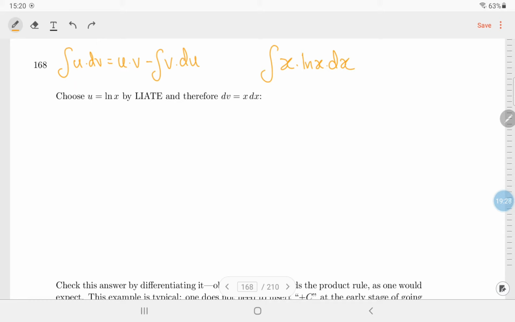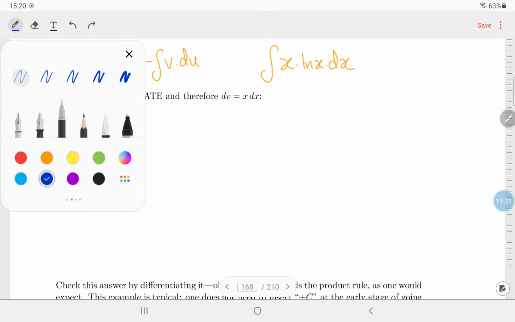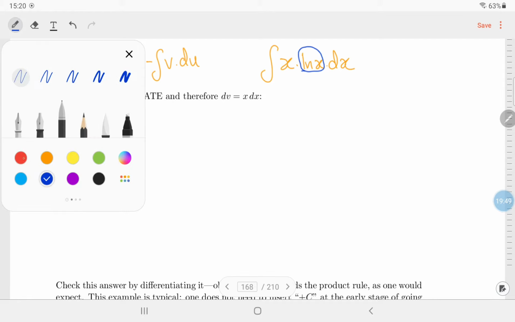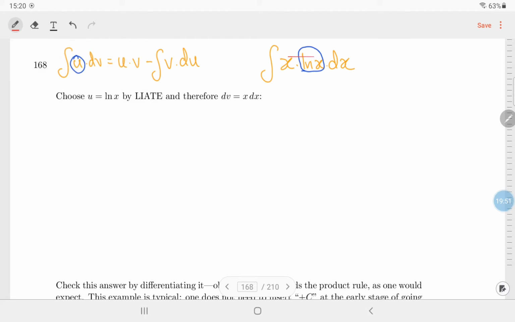Okay, you go through your LIATE. So according to LIATE, the first thing on the LIATE list is L for logs, and there is a log there. So this is going to be your u. And everything that's left then is your dv. So dv is x dx.